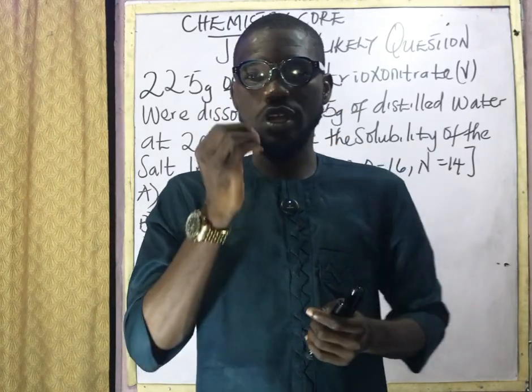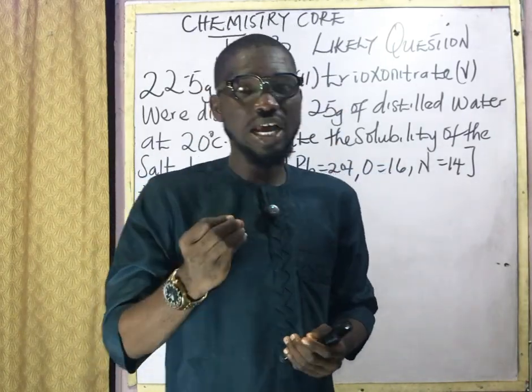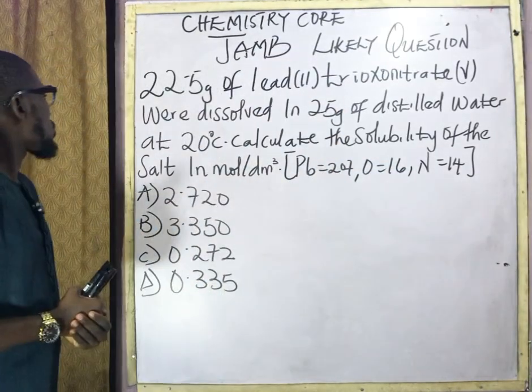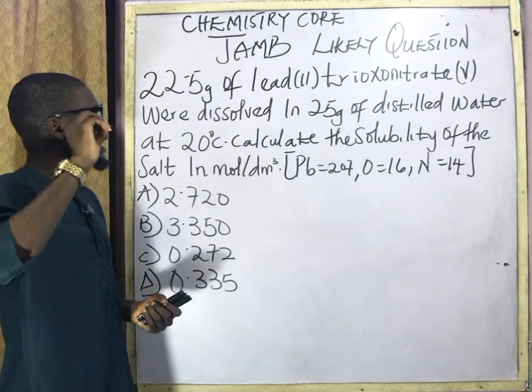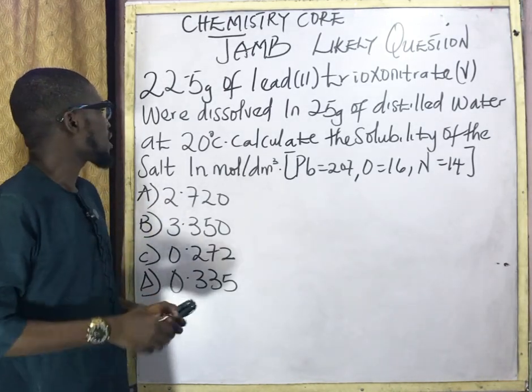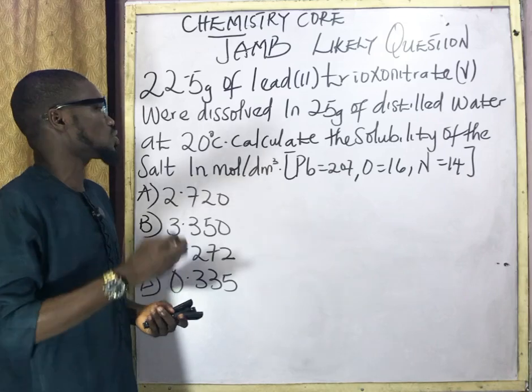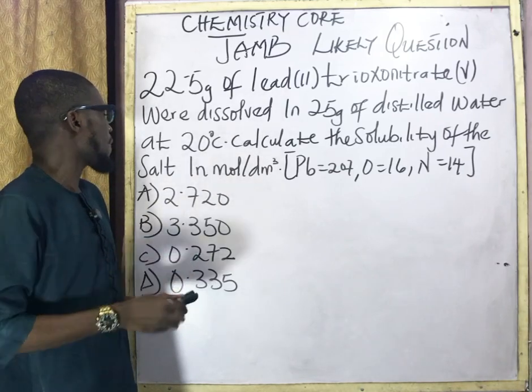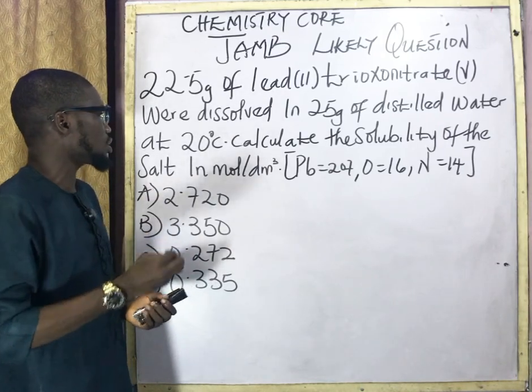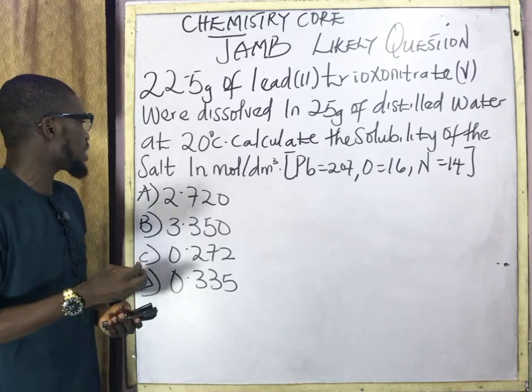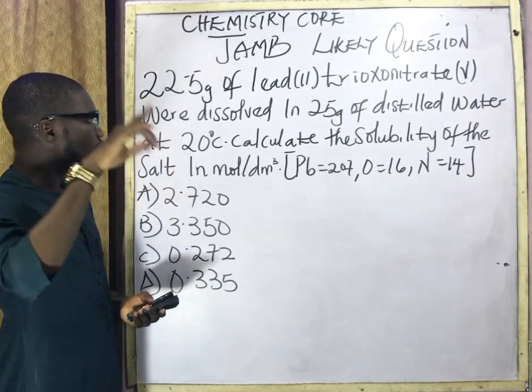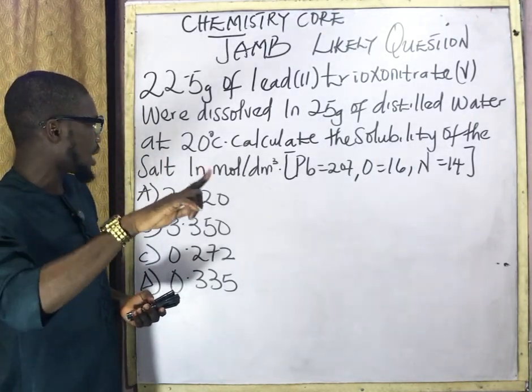Let's say you came across this type of equation. 22.5 gram of lead(II) trioxonitrate(V) were dissolved in 25 gram of distilled water at 20 degrees Celsius. Calculate the solubility of the salt in mole per dm cube.